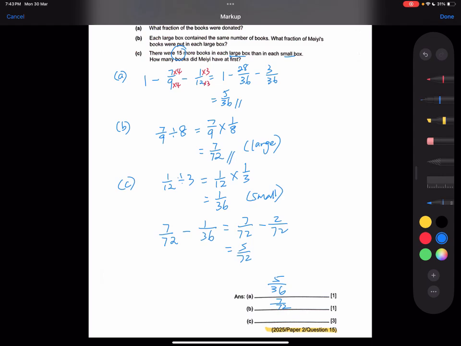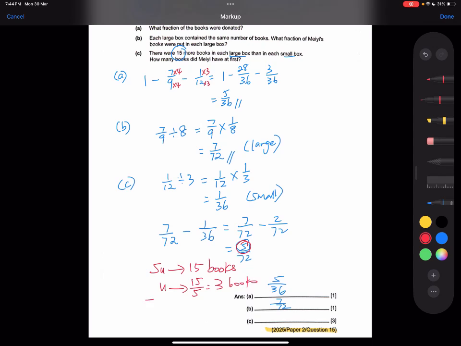What does that mean? 5/72 is the difference of books in the large box compared to the small box. So we know that 5 units is 15 books. Right? Total number of 1 unit is equal to 15 divided by 5. That's 3 books.